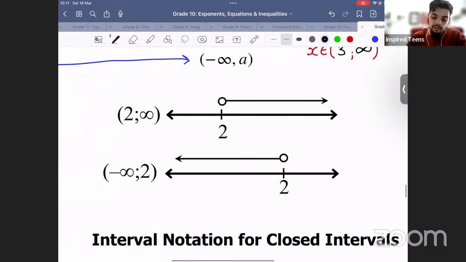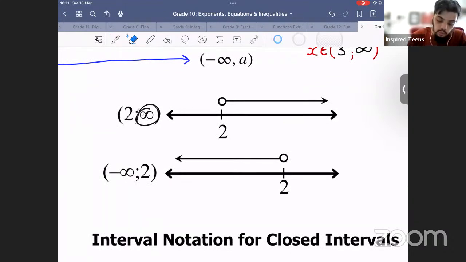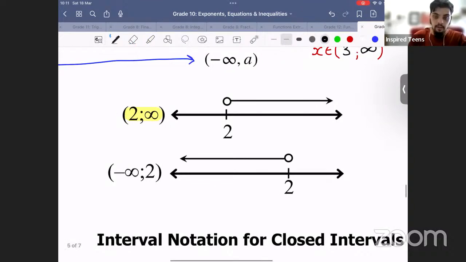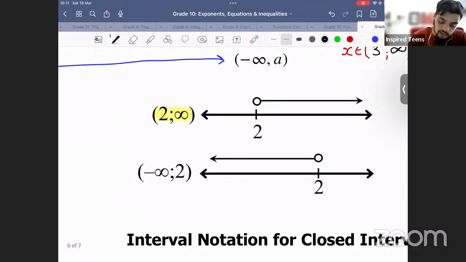So that's expressed in terms of intervals. Let's have a look at it in terms of number lines. We have 2 and infinity. They want us to express the value of this interval 2 to infinity. Please type in chat, what would this be in interval form? We'll say x is an element of. What would this be? How would you express this in terms of inequalities? Somebody tell me.